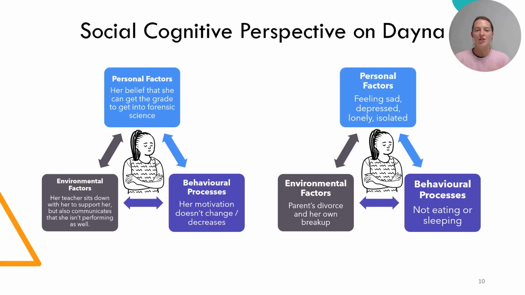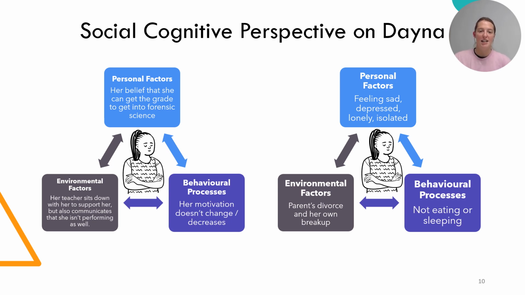So let's look at a social cognitive perspective on Dana's motivation, and let's apply some of these models. I'm starting off with the triarchic reciprocal causation model. Because there are so many components to Dana, I've picked out bits and pieces, and you can see the relationship between them. Obviously we see the deterioration in her self-efficacy. Her belief that she can get the grade to get into forensic science starts to decrease in year 12, okay? And then we can see that relationship with environmental factors.